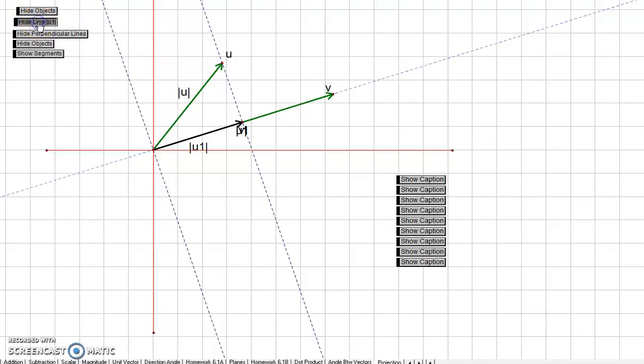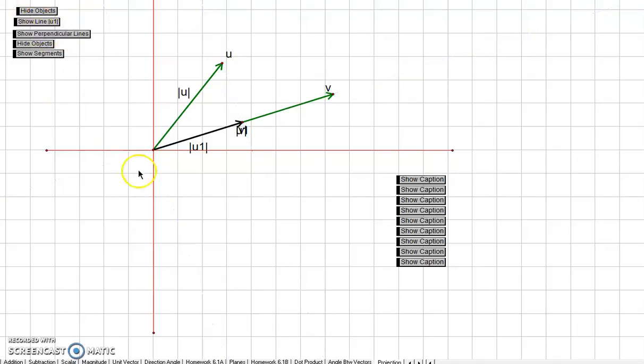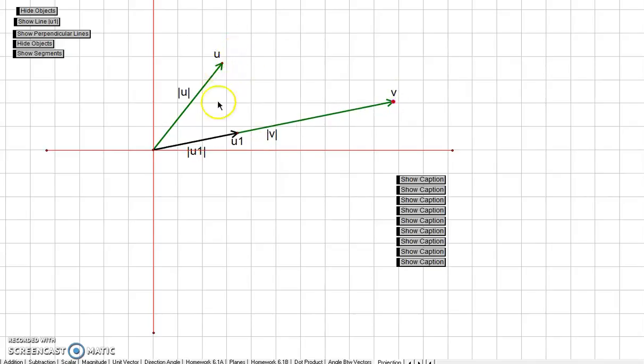So I'm going to get rid of a few things here just to clean it up. Maybe one thing I should mention, I've put the names of the vectors at the very tip of the arrow. And what you see here in the absolute value symbols, that means magnitudes. We're talking about the magnitude of vector u, the magnitude of vector v, the magnitude of the projection of u onto v, which is often symbolized with u sub 1. I just can't do subscripts in here.